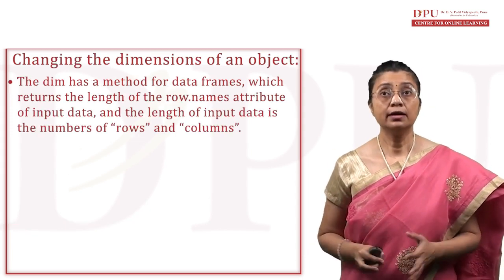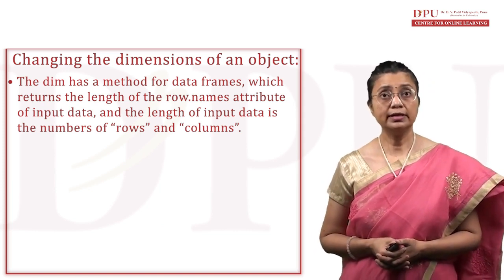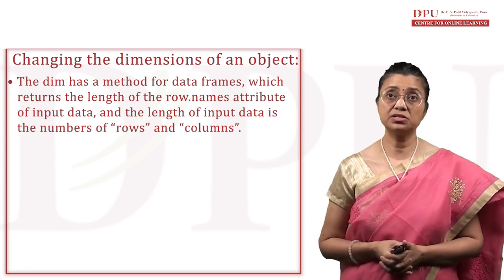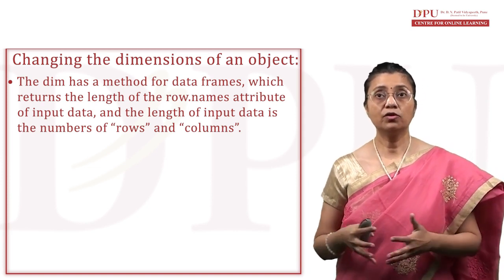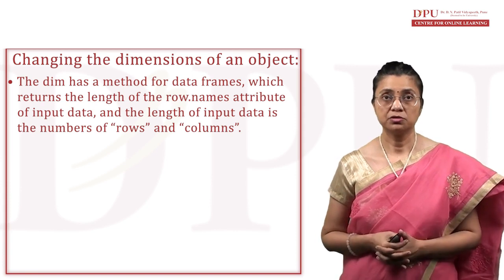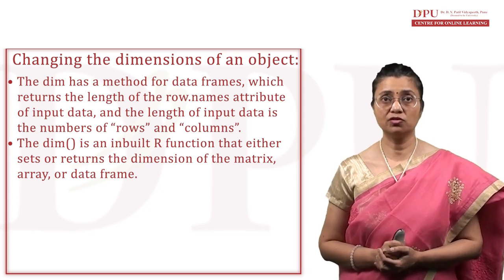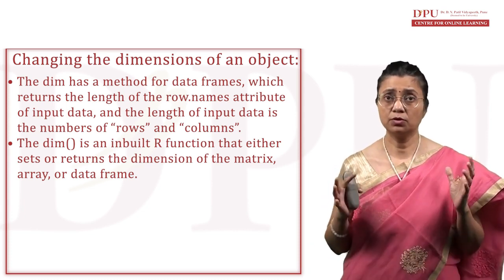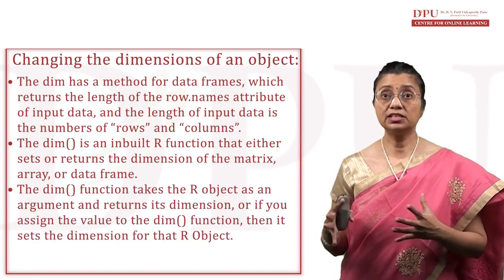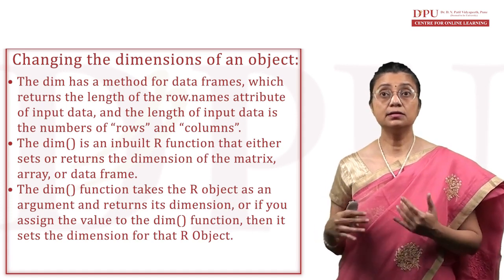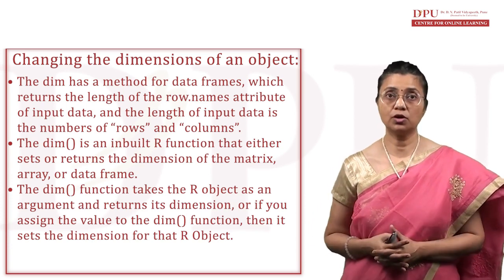We can also change the dimensions of objects in R with the help of the dim command. So the dim has a method for data frames which returns the length of the row names, attributes of the input data, and the length of the input data is the number of rows and columns. So basically dim is an inbuilt R function that either sets or returns the dimension of a matrix, array or data frame. So if I want to set a dimension, I can go for the dim function. The dim function takes the R object as an argument and returns its dimension. Or if you assign a value to the dim function, then it sets the dimension for that R object.